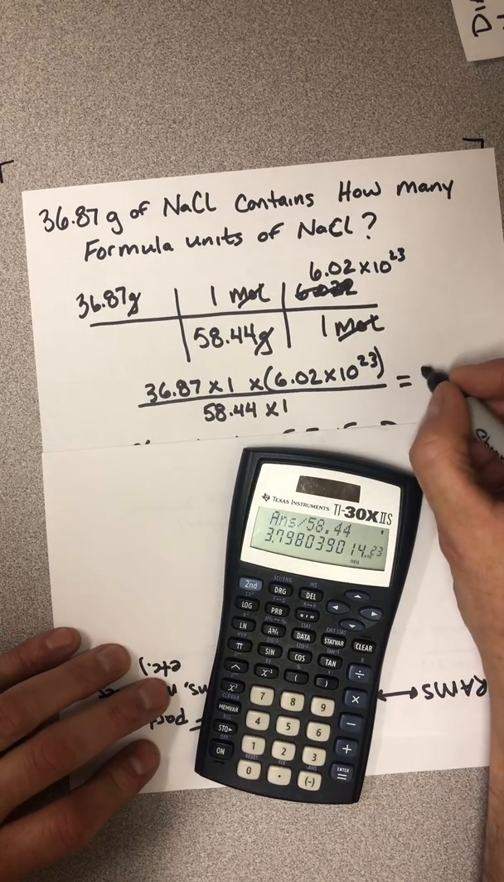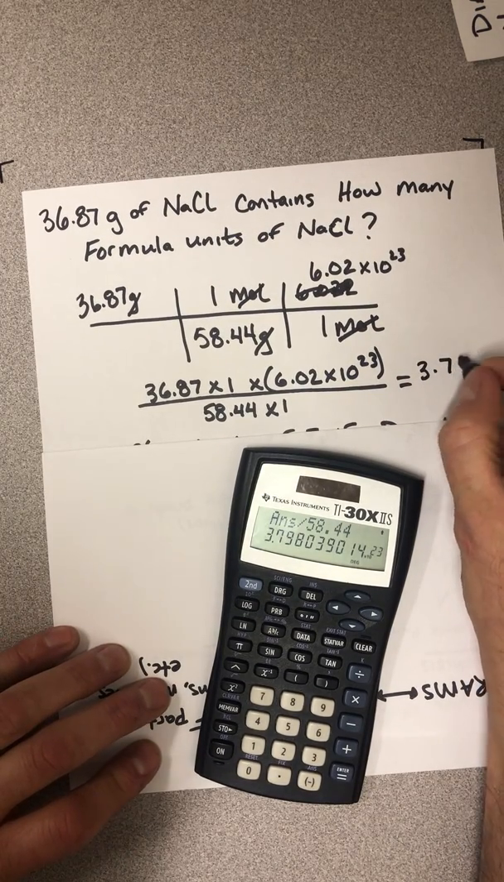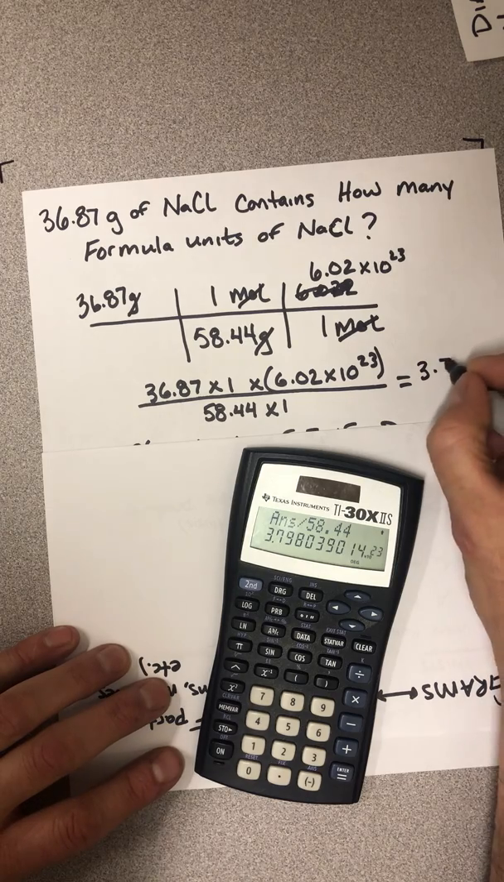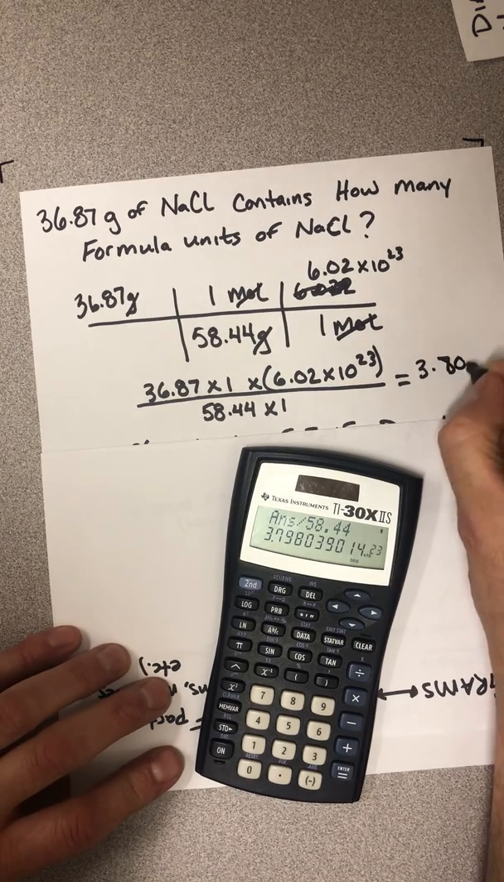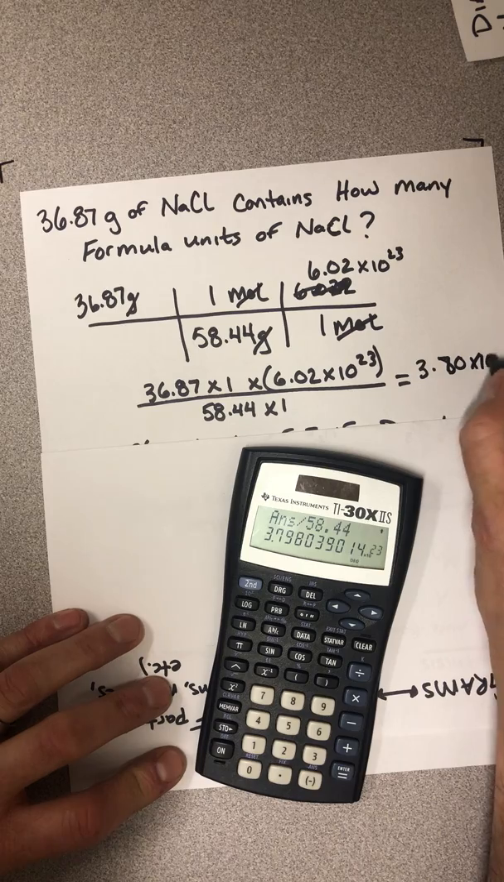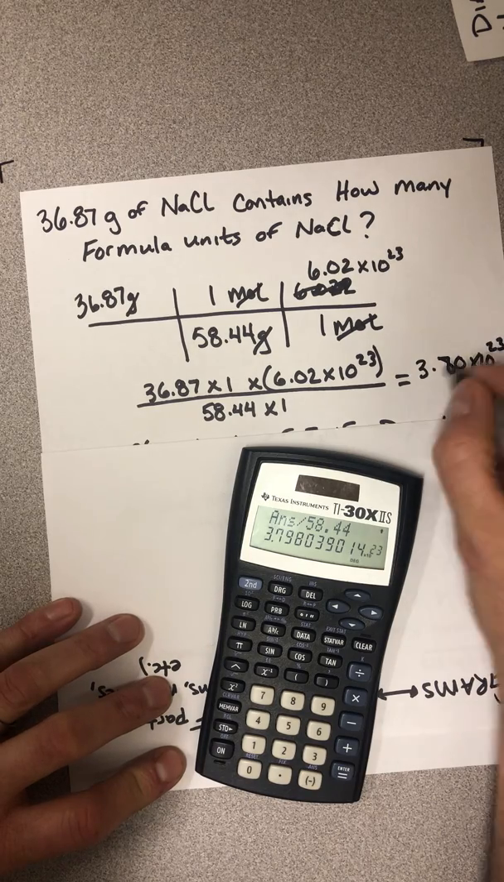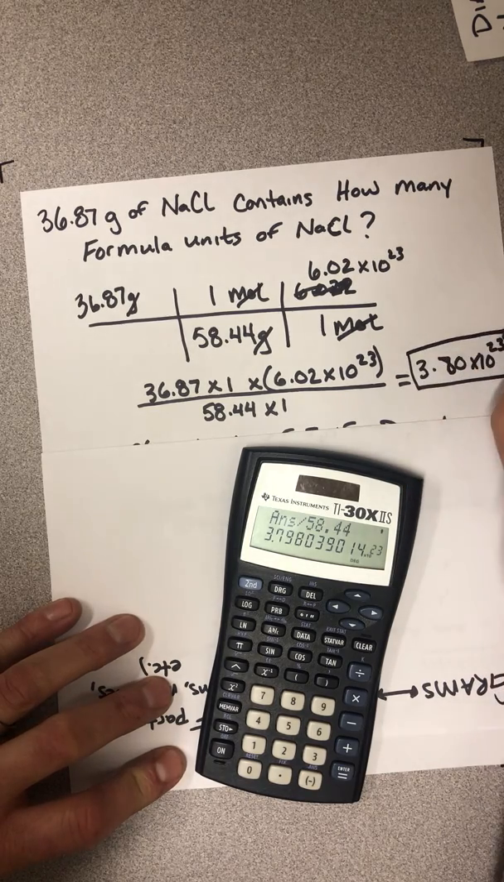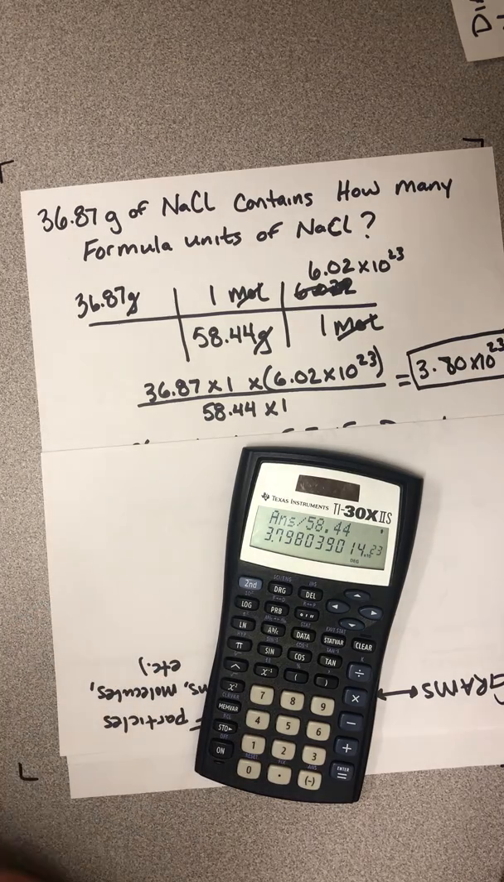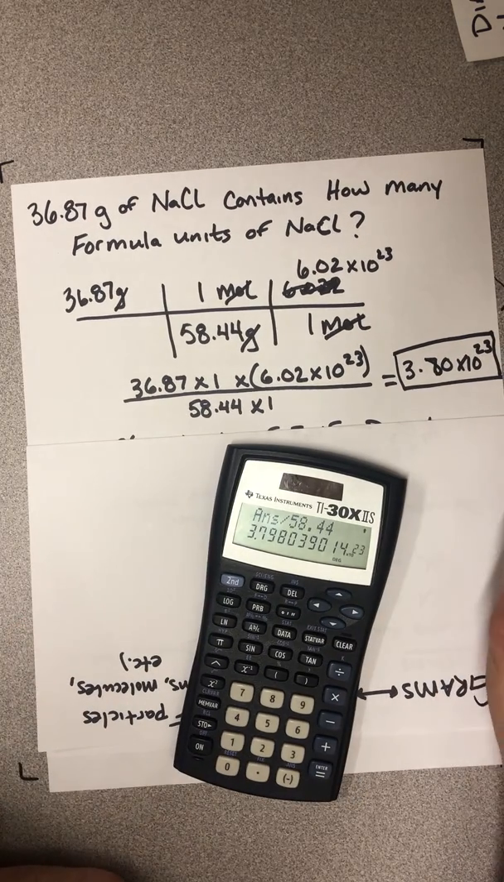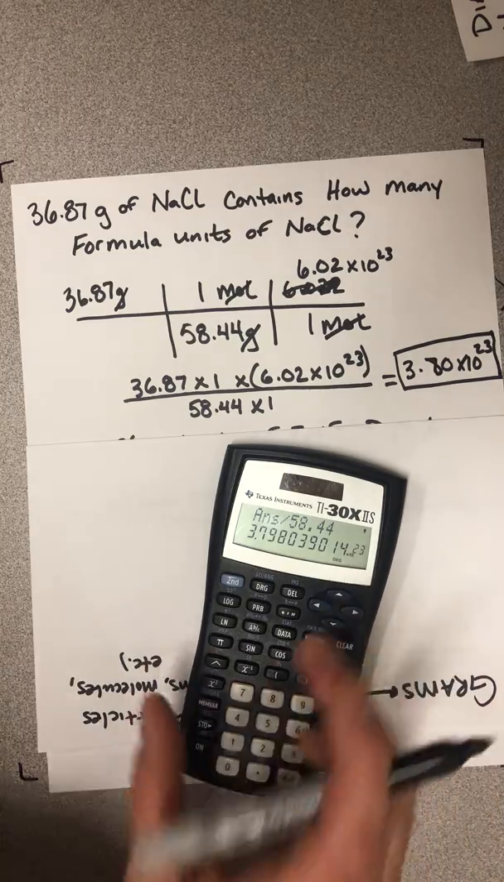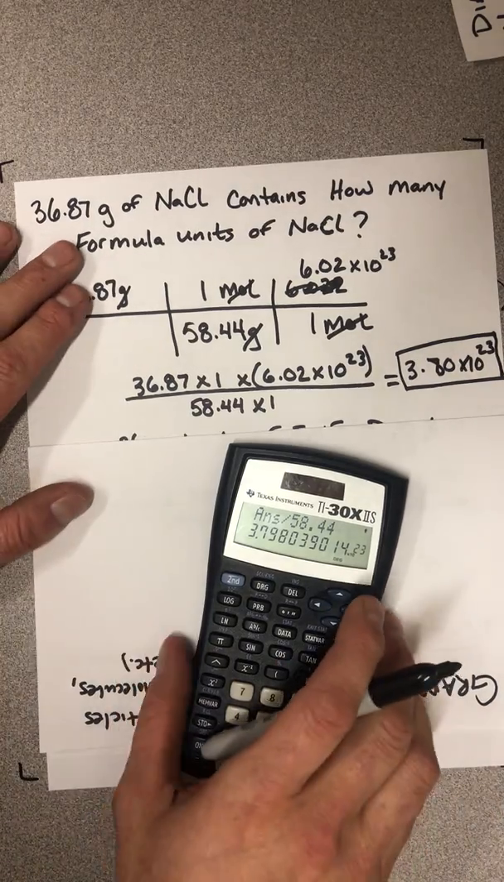So this is going to be 3.80 times 10 to the power of 23. Okay, so don't be afraid to calculate really large numbers of atoms or molecules. That's pretty typical. You'll get really large numbers when you are calculating that way.